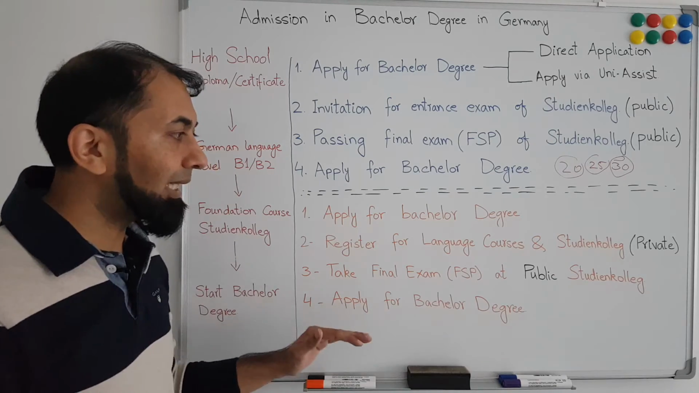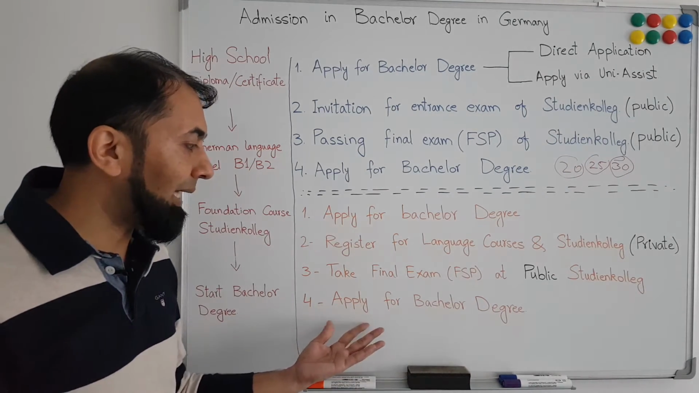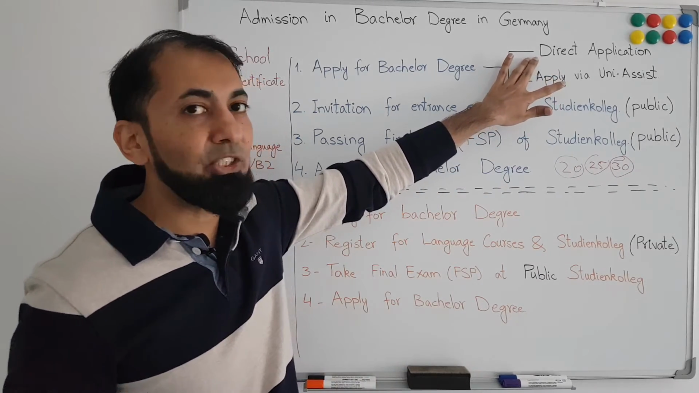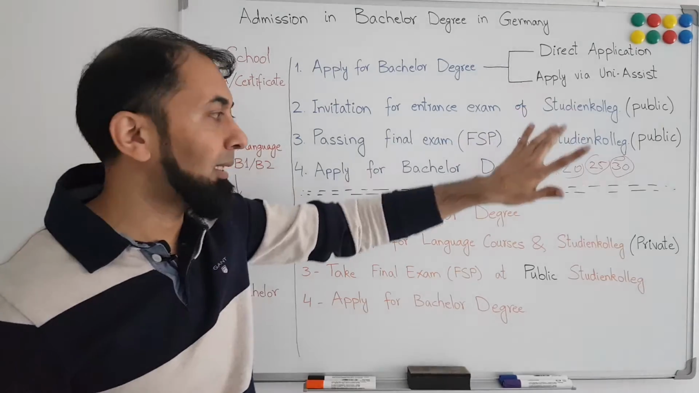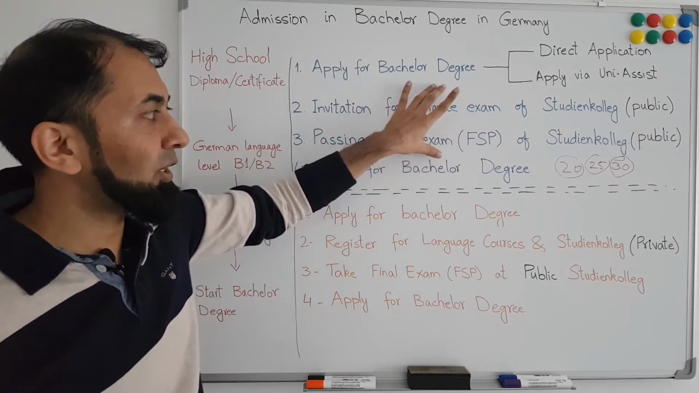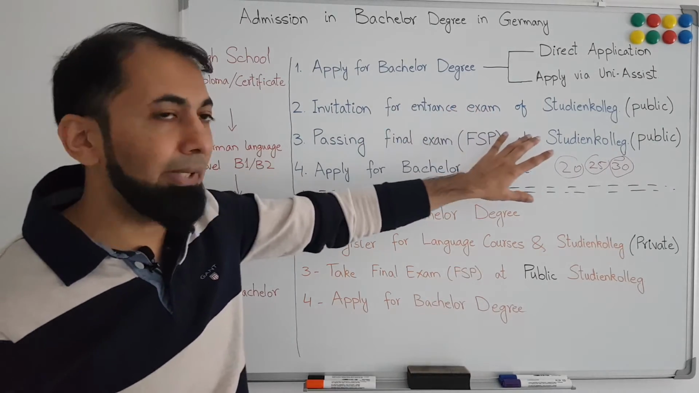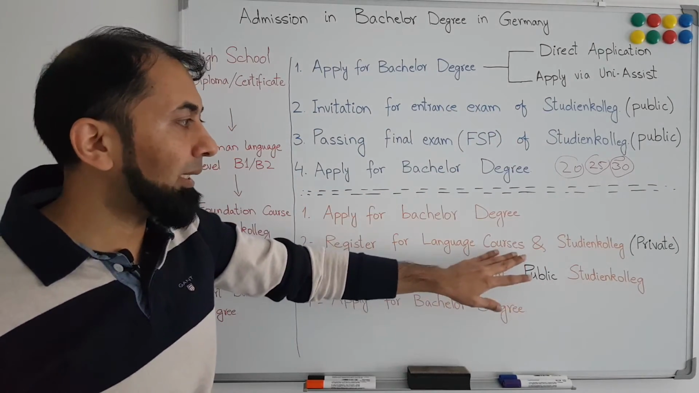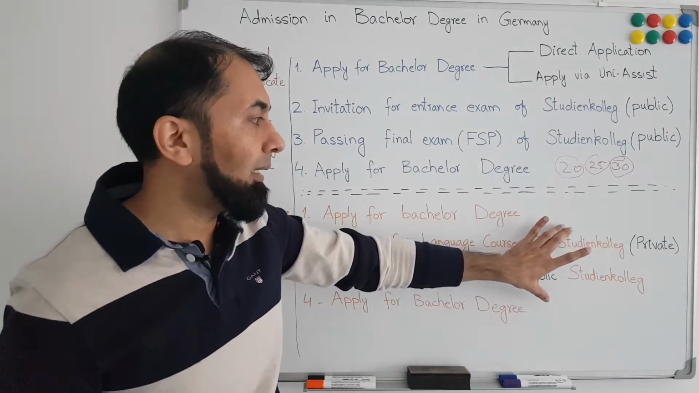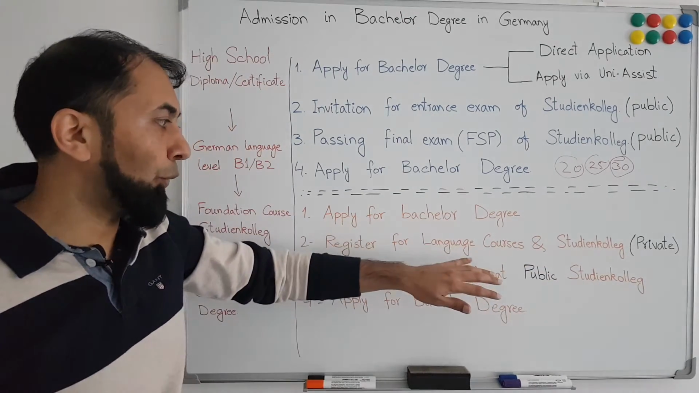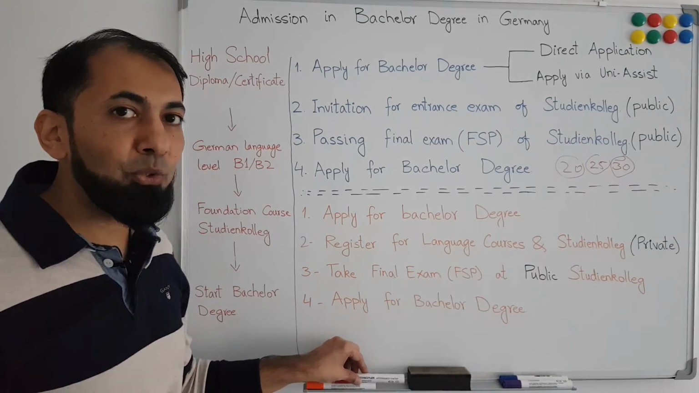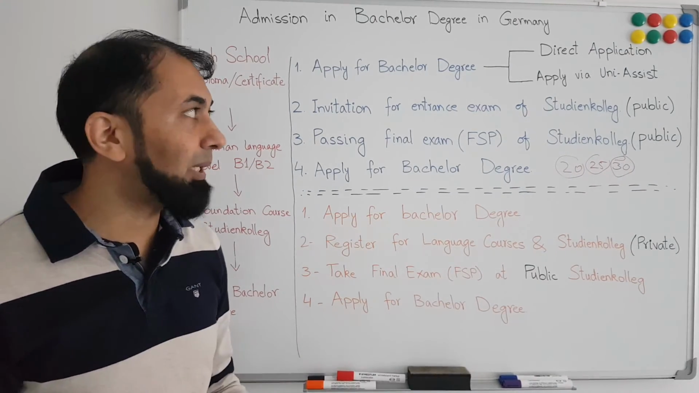And after that, if you have passed that exam, you can apply for bachelor degree, and here you have to see whether the application is direct or it is through uni assist. These are the two approaches. You can see that this is the one which is cost effective, but there are a lot of risks involved here. But this one is a bit smooth, you can say, but you have to spend some money in the private institutes while doing the language courses and foundation course. I hope the process is clear to you now and it will help you in your application process.